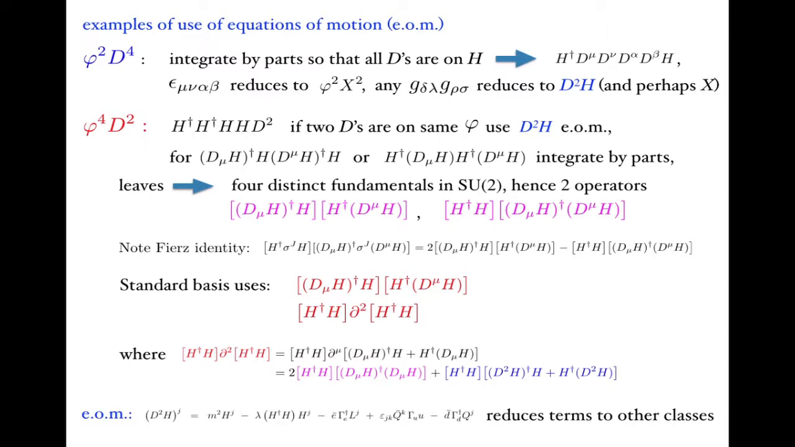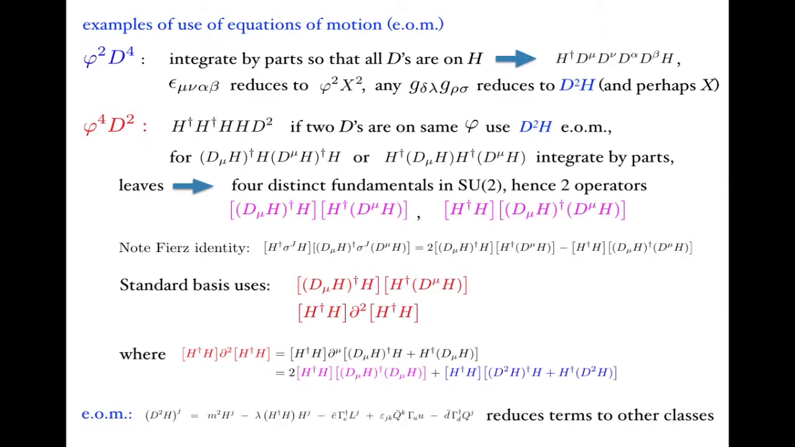And we have to contract up those D's in some way. Well, we could contract them with an epsilon tensor, but that antisymmetrizes the D's, and so then they become the commutator of two D's, which is an X, and so that reduces us to the class phi squared X squared. We could also contract the D's with a g. For example, if we took g alpha beta, we'd have D squared H, but that D squared H can be removed with the equation of motion.